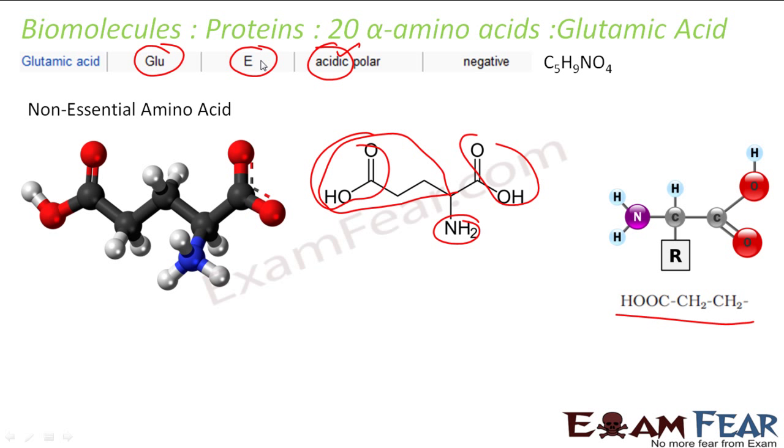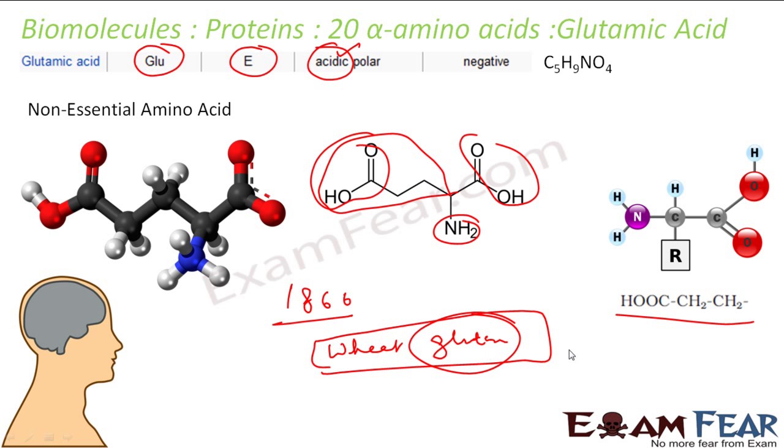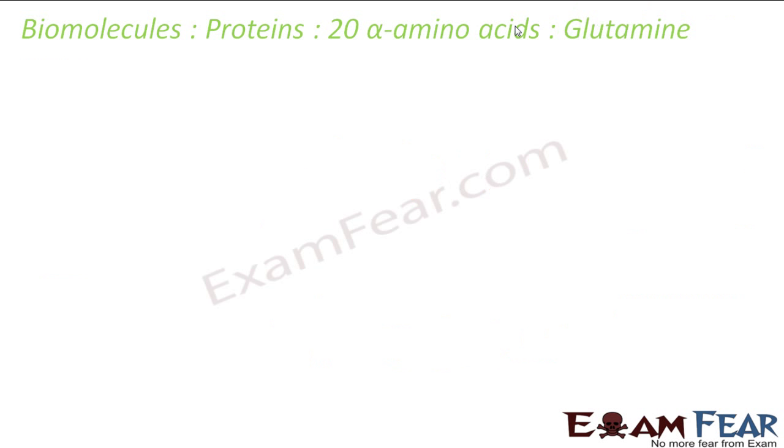It is very important for learning and memory. It was discovered in 1866 by a German chemist, Karl, from the wheat gluten. When he treated this wheat gluten with sulfuric acid, he got this. Since it was discovered from gluten, it's called glutamic acid. The source is poultry, fish, egg, and milk.